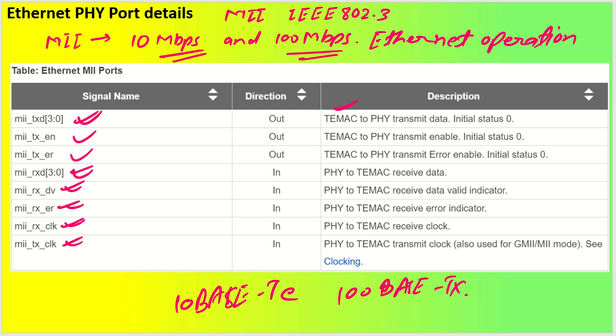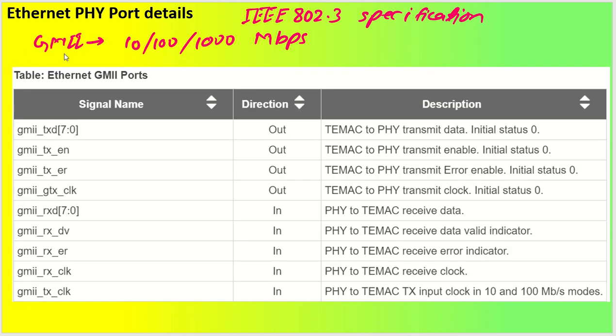Now let us talk about some other Ethernet port details. So we'll talk about GMII, that is also called Gigabit Media Independent Interface. In that Media Independent Interface, the only change that you will see is that instead of 4-bit TXD lines, it has 8-bit TXD lines, from 0 to 7, and similar to that we have 8-bit RxD lines as well.